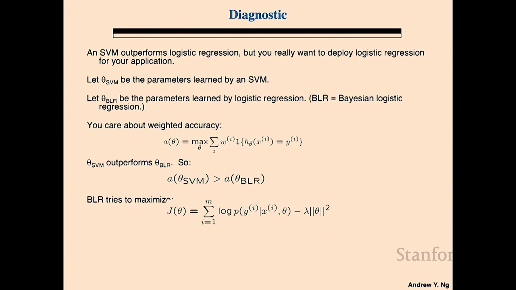For the problem to be with the optimization algorithm means that if only we had an algorithm that maximizes J of theta, we would do great. But for some reason, gradient ascent isn't doing well. That's one hypothesis. The second hypothesis is that J of theta is just the wrong function to be optimizing. It's just a bad choice of cost function. J of theta is too different from A of theta, so maximizing J of theta doesn't give you a classifier that does well on A of theta, which is what you actually care about. So this is the problem setup.